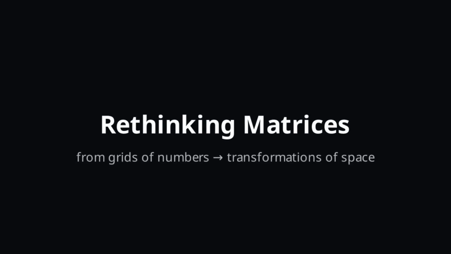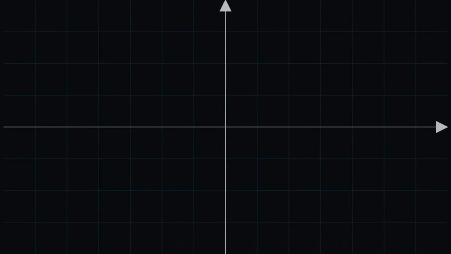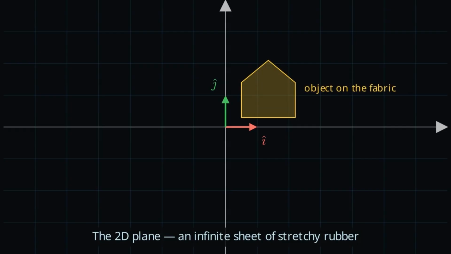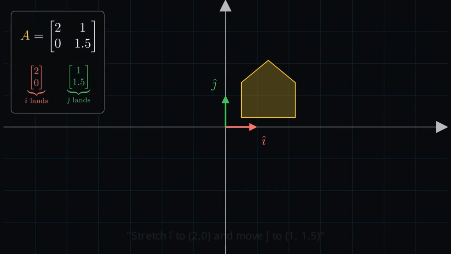We will start by fundamentally changing how you view a matrix. We typically learn matrices as grids of numbers to be memorized and multiplied. Instead, imagine the 2D coordinate plane as an infinite sheet of infinitely stretchy rubber. The columns of the matrix tell you exactly where the fundamental grid lines, the x-axis and y-axis, land after the transformation. If you place an object on that fabric, the matrix transforms it too. A matrix is simply a set of instructions for how to stretch, squish, shear, or rotate that entire fabric.